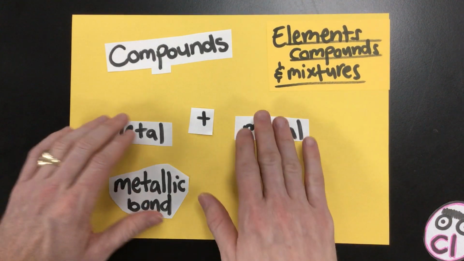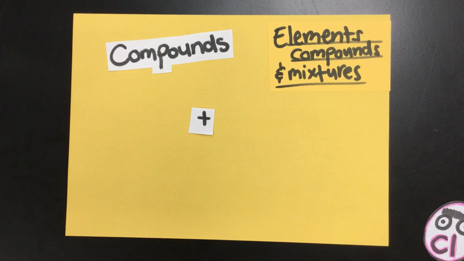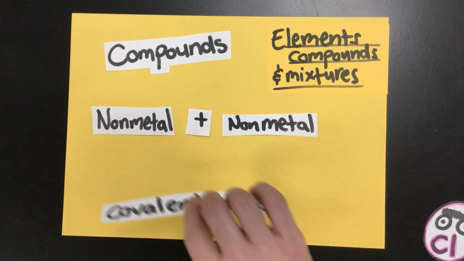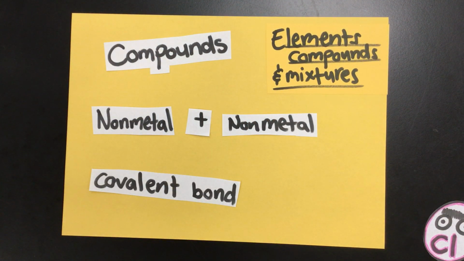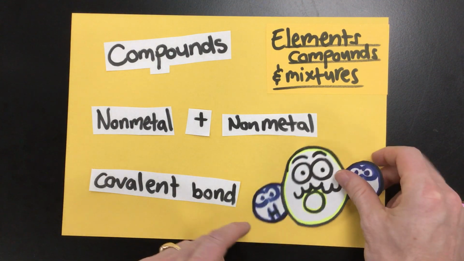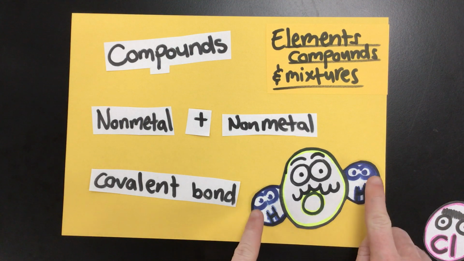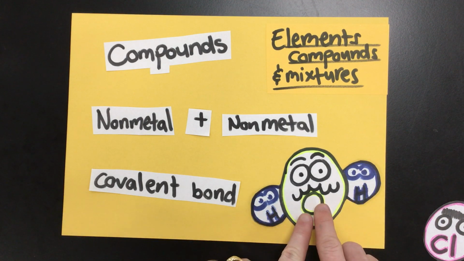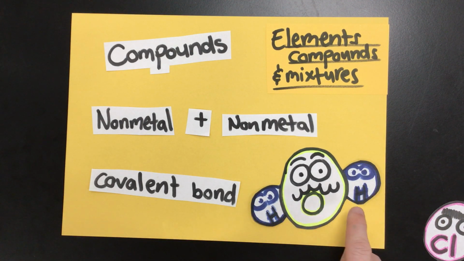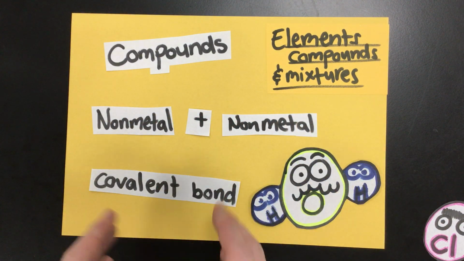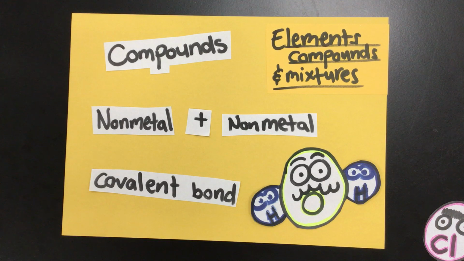The last of my combinations could see two non-metals combining together. In this case, they would form a covalent bond, as seen by my two hydrogen and my oxygen over here. H2O, water. Water is an example of two non-metals coming together to make a covalent bond, hydrogen being a gas and oxygen being a gas as well.